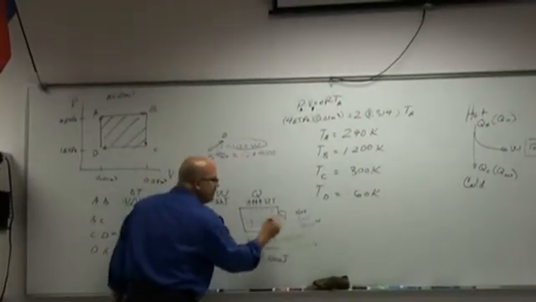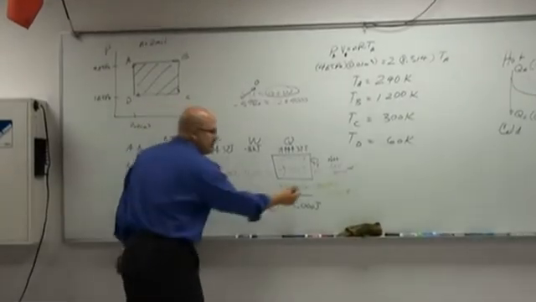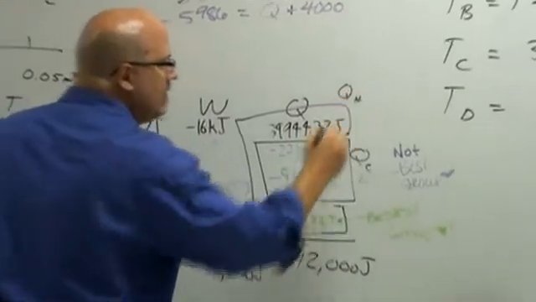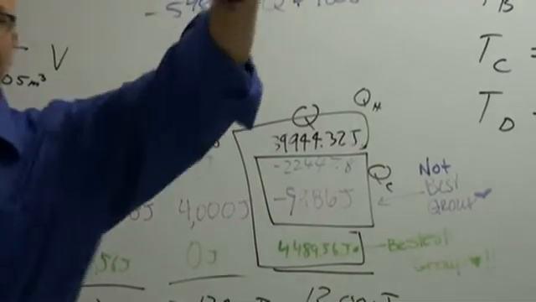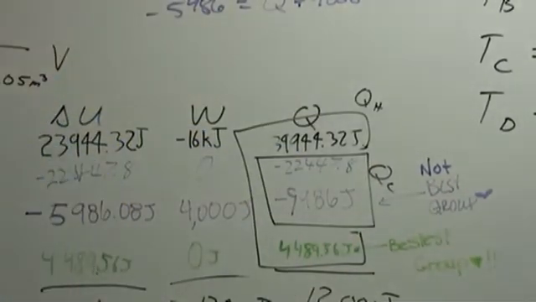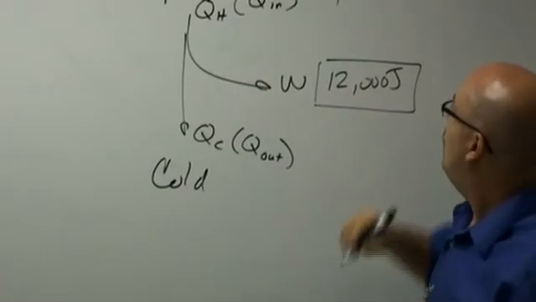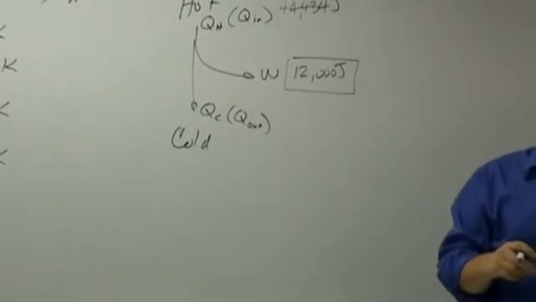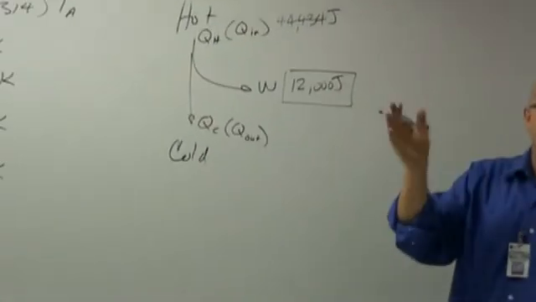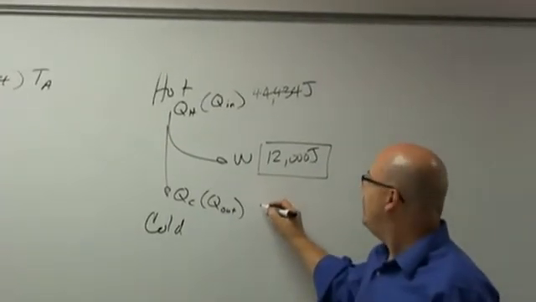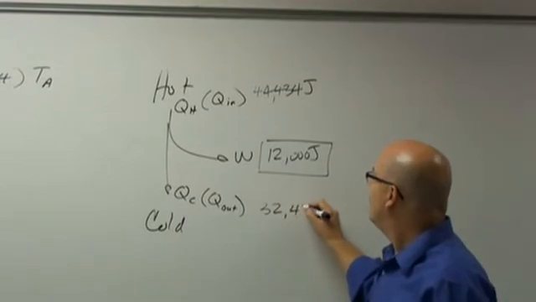This is the QC. Where's the QH? All this stuff is the QH right here. QH. Okay, that side of the room, calculate QH. This side of the room, calculate QC. Okay, QH people, what do you get? 44,434.32. Okay, yeah, I rounded it. All the QC people, the heat that comes out, what do you get? 32,430.